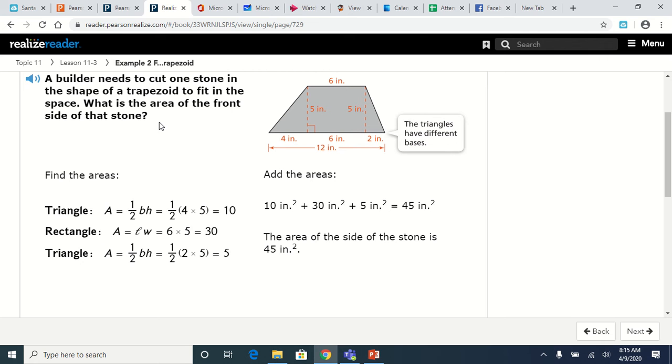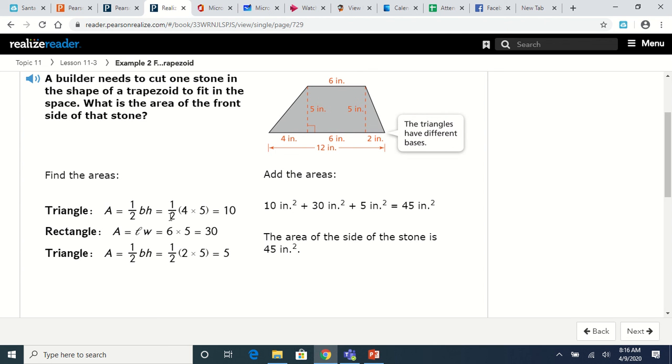What the book does is it cuts the trapezoid itself into two triangles and a rectangle. So by doing that, you can see what they've done over here. You would have to find the area of this triangle, you would have to find the area of this triangle, and you would have to find the area of this rectangle on the inside. So you can see that over here, and that's what they're showing you.